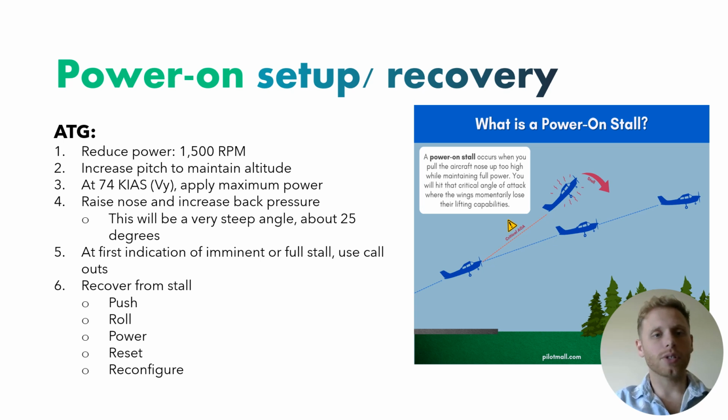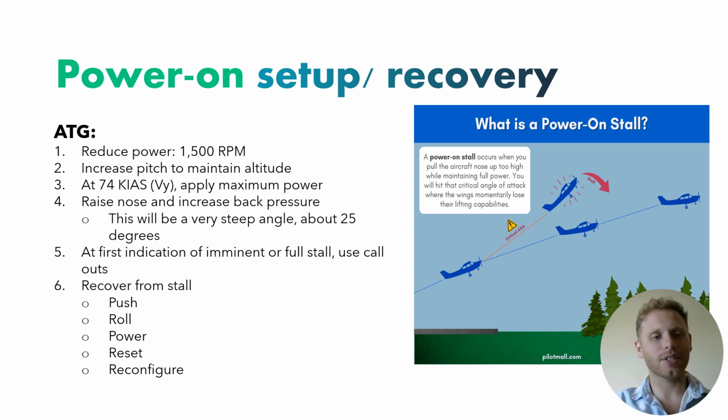So, power on stall setup and recovery. First, you want to reduce the power to 1500 RPM. Increase pitch to maintain altitude. At 74 knots, your best climb speed, apply maximum power, so you're already going up. Raise the nose to increase back pressure. This will be about 25 degrees total. For me, as a new pilot, this feels like I'm going straight up, like I'm going vertical. It's not the case, but that's what it feels like for me.